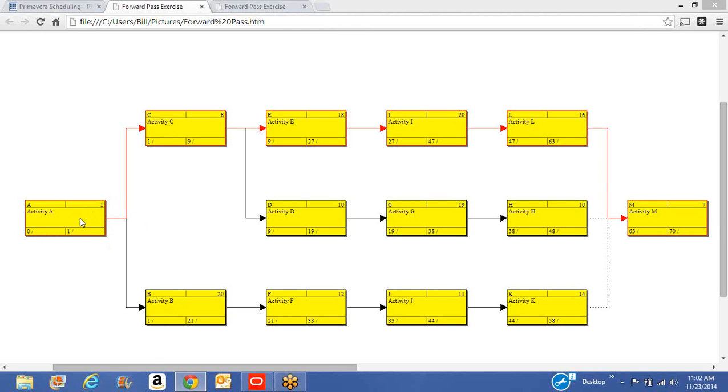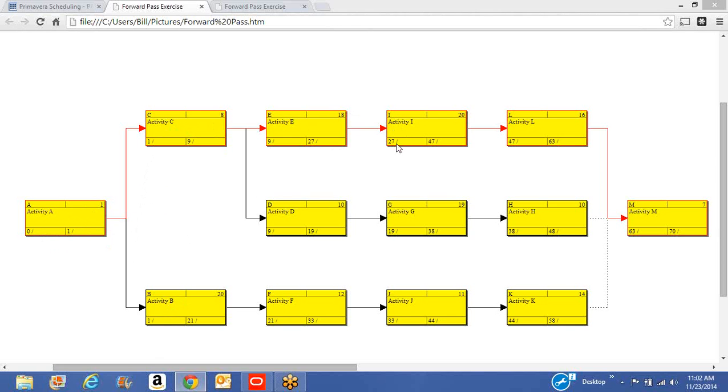It all comes down to the calendar. So as we follow this network through, we see that day 1 kicks off activity C. It's an 8-day duration, so at the end of this activity is day 9. Day 9 then kicks off activity E, and activity E has an 18-day duration, so it finishes on day 27.